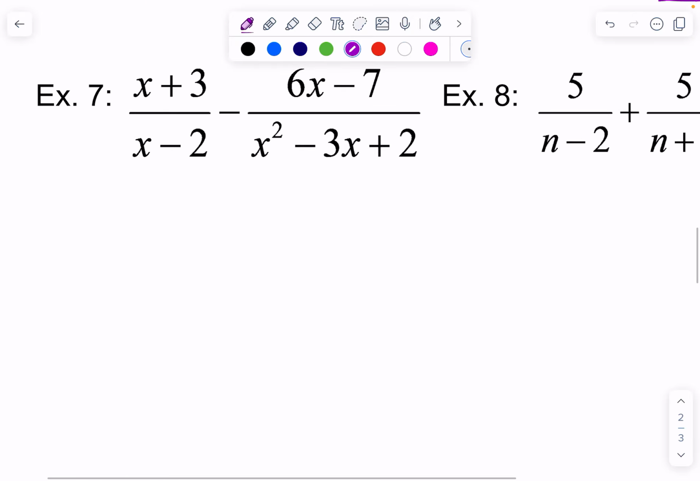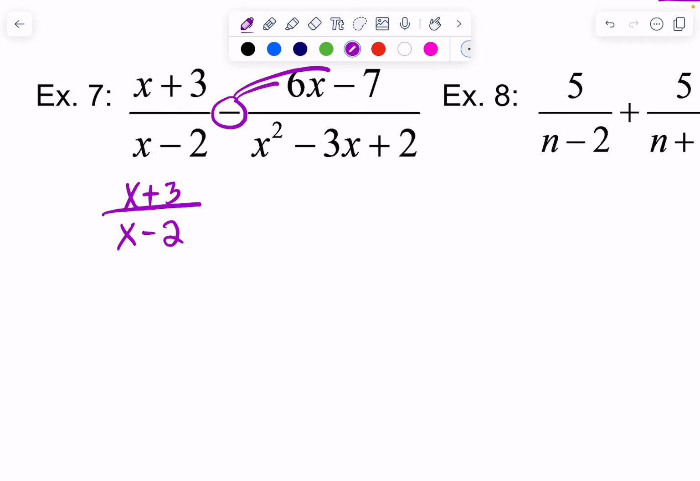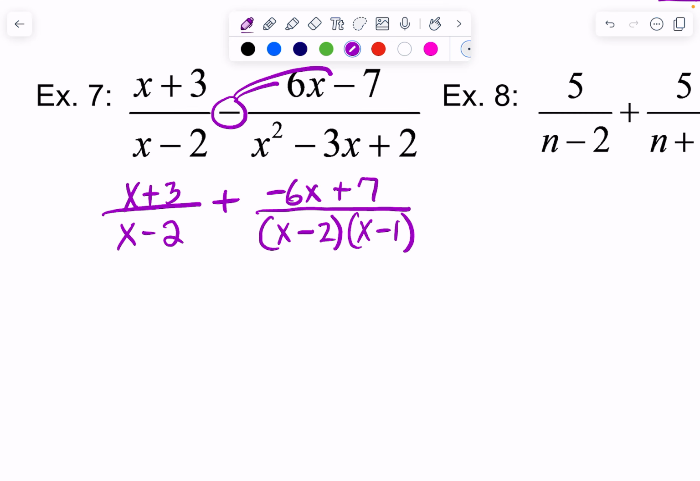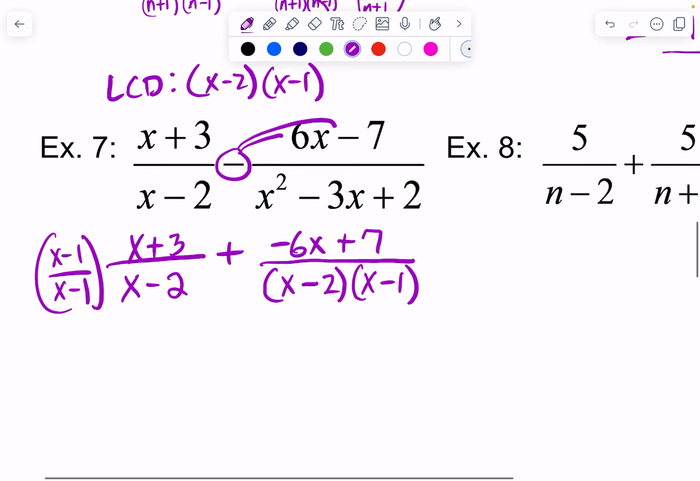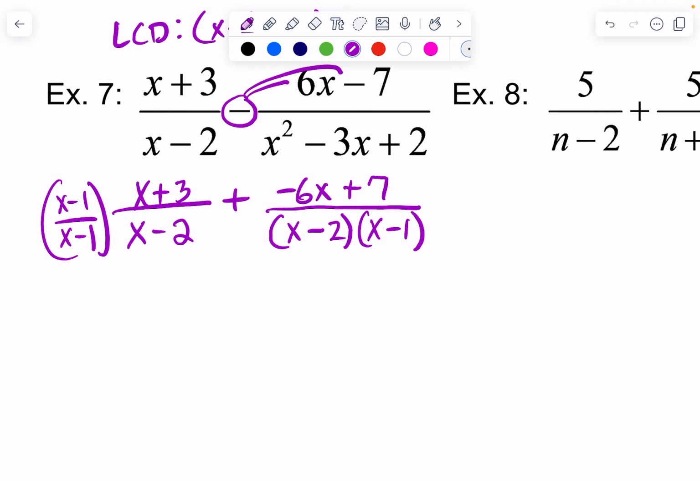Okay, number 7. Let's go ahead and, first of all, rewrite the rational expressions in fully factored form. I'm going to go ahead and distribute this negative right off the bat, making that a plus negative 6x plus 7 over x minus 2 times x minus 1. My LCD here in this case is x minus 2 times x minus 1. I'm going to multiply x minus 1 to this first rational expression. The second rational expression already has the least common denominator.